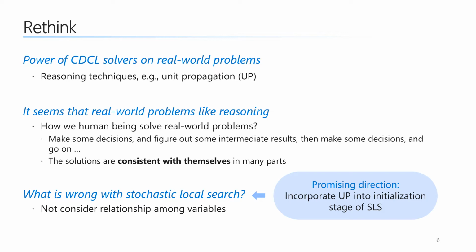Besides the power of CDCL solvers, we also need to rethink why SLS solvers do not perform well on solving real-world problems. What's wrong with stochastic local search? The possible reason is that SLS solvers do not consider relationships among variables. As a result, a promising direction for improving SLS solvers is to incorporate reasoning techniques, such as UP, into the initialization stage of SLS.